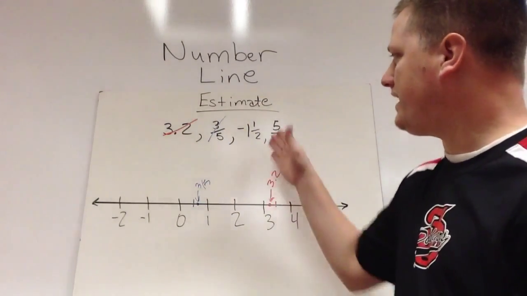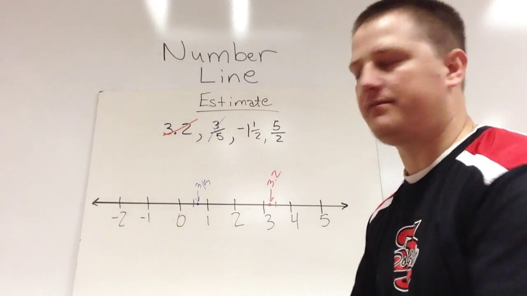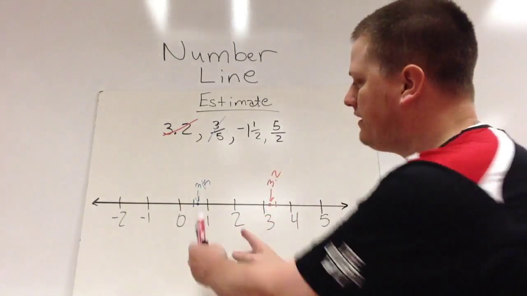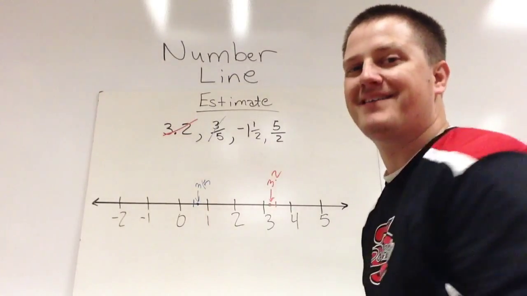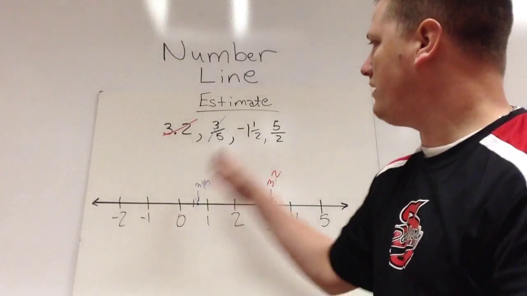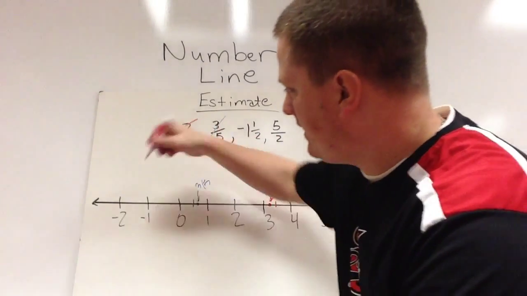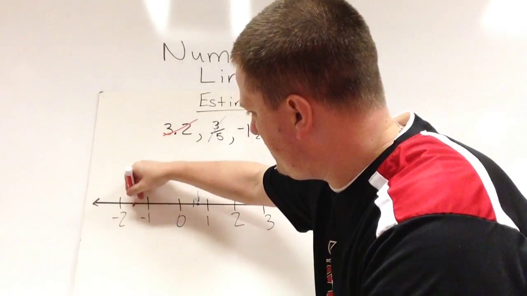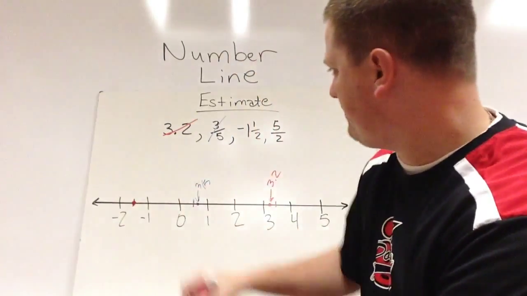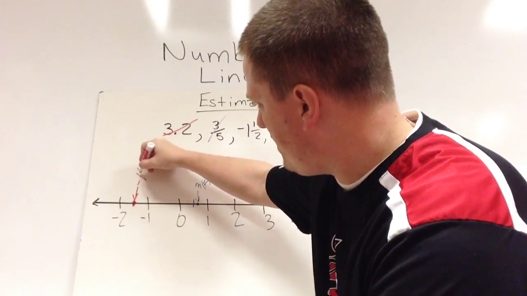Okay, now we have -1.5. Well, this acts just like it's positive. If this was positive 1.5, it'd be between 1 and 2. Since it's the negative version, it's between -1 and -2. Well, a half is exactly halfway. So what we have here is, here's our halfway point. We're going to call that -1 and 1/2.